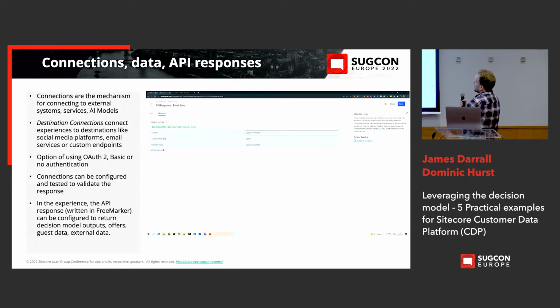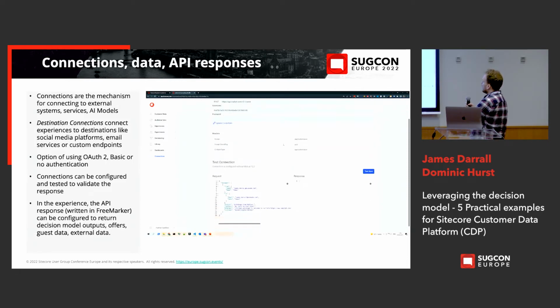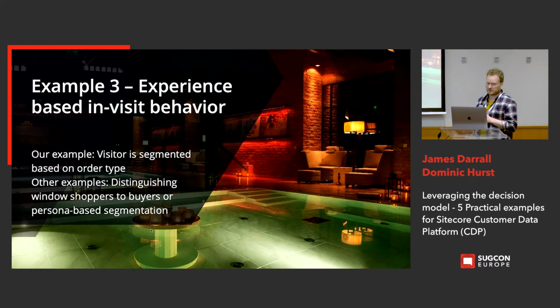You can see here that also we can customize any headers that need to be customized. Don't need to spend too much time on that. And then here's the connection, as I was just talking about. It's something I've configured and set up. We've configured some authentication for it. We can look at the headers, and then indeed we can test the response that we get now, fire it off with a test email, and just validate that we're getting a response from it. Obviously, it doesn't have to be an email. It's any RESTful API service that's returning JSON. Okay, so example 3 is an experience based on in-visit behavior.